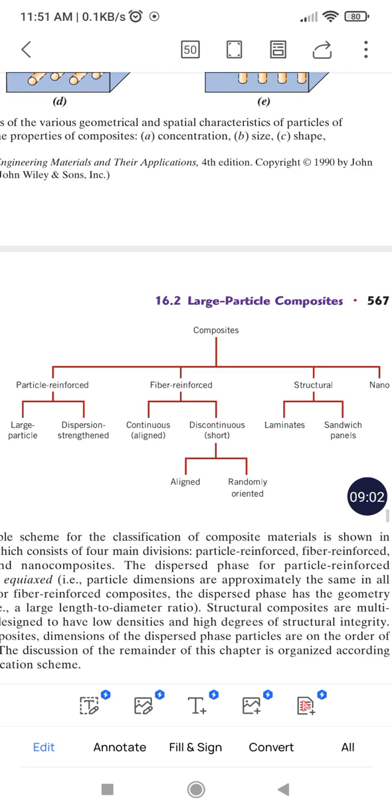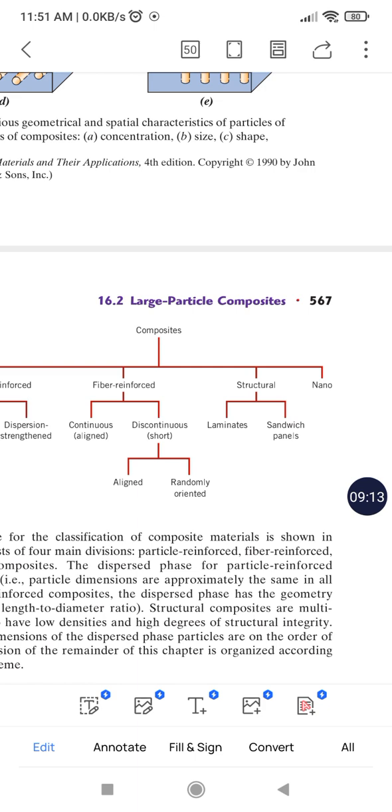So this way we need to study only these two types, particle reinforced and fiber reinforced composites. But we should know the structural laminates and nanocomposites also. Structural composites, mainly laminates, that means multi-layer. Many layers of different materials are made at one time, on one substrate or something, and then that shows the property of all these layers.